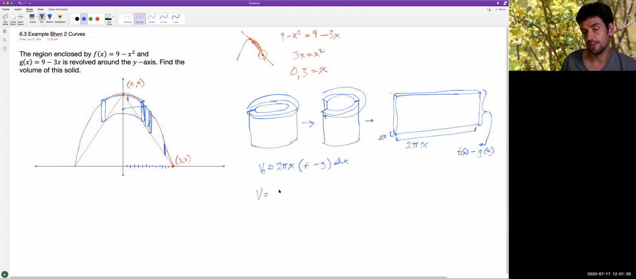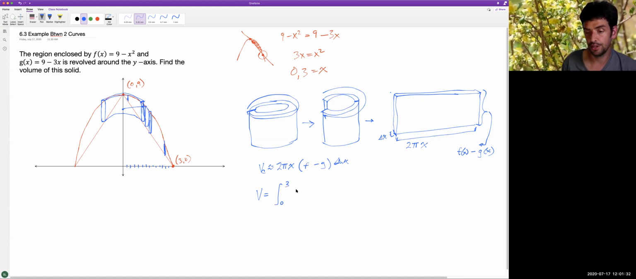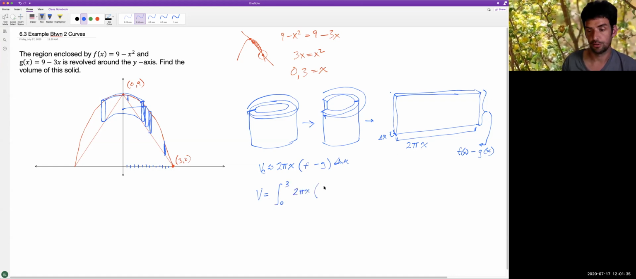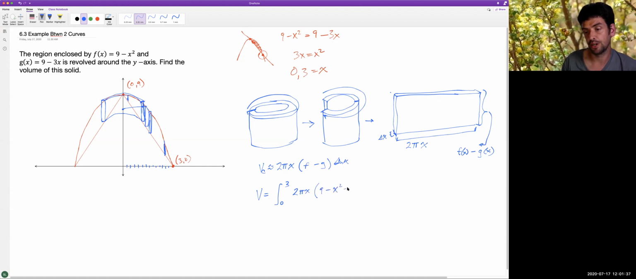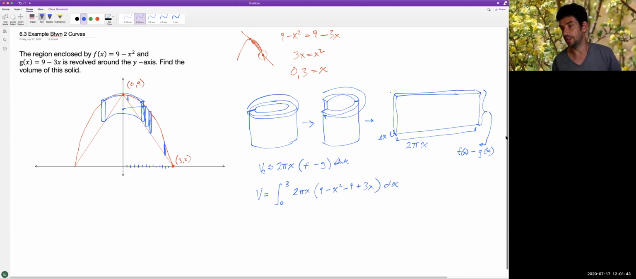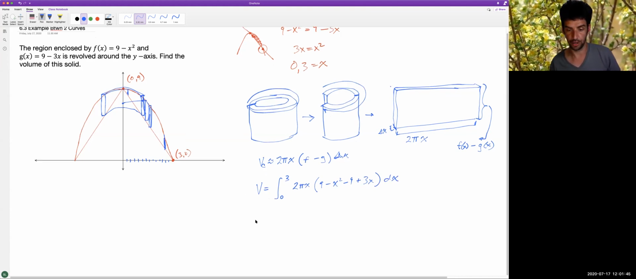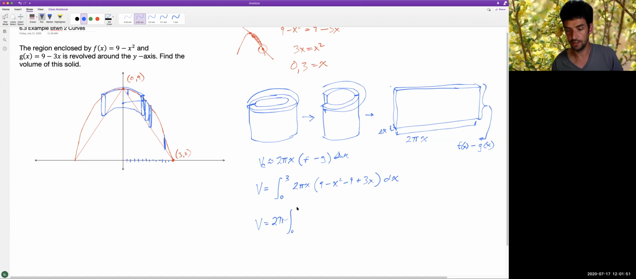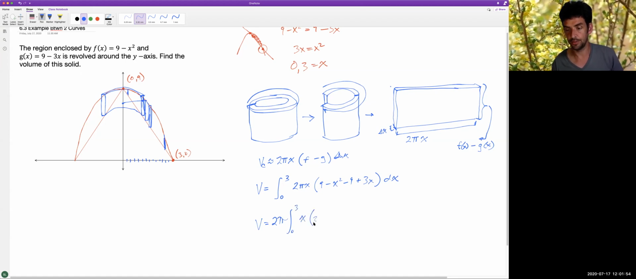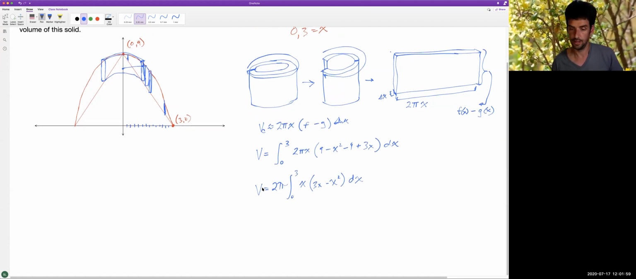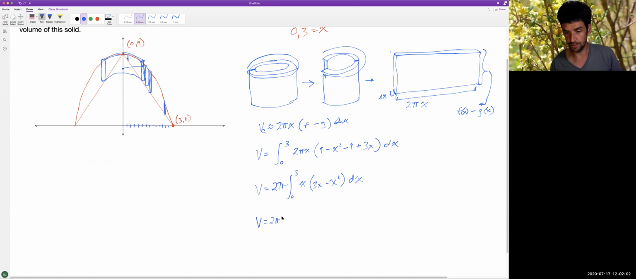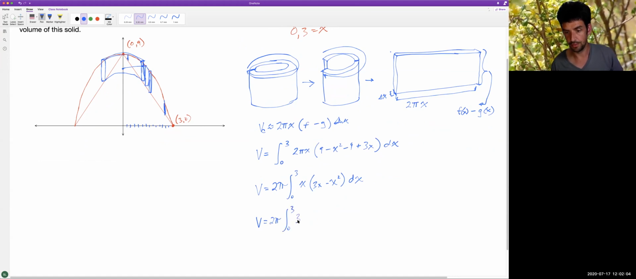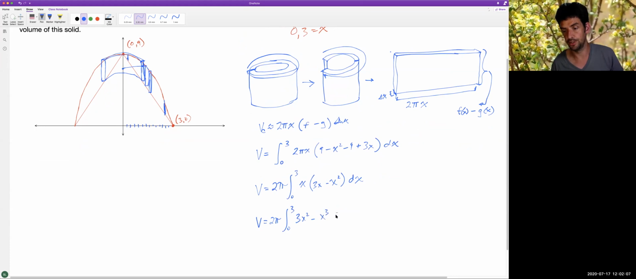In the limit, this becomes our integral from 0 to 3, 2 pi x. Let's write out f and g: 9 minus x squared minus 9 plus 3x dx, okay? And there's the integral we need to work out. Let's clean it up a little bit. I'm going to take the 2 pi out front. I have x times 3x minus x squared dx. Let's do a little more cleaning up inside, just a little bit of algebra: 3x squared minus x cubed dx.